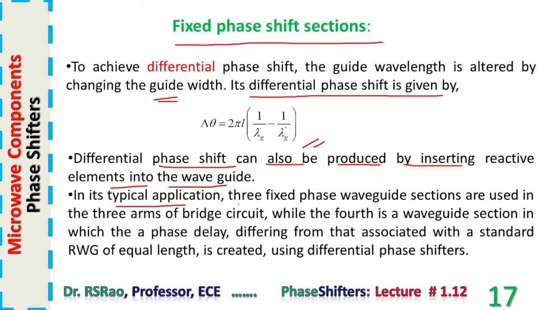In its typical application, three fixed phase waveguide sections are used in the three arms of a bridge circuit, while the fourth is a waveguide section in which a phase delay differing from that associated with a standard RWG of equal length is created using differential phase shifters. Here he is describing an application in which fixed phase shift sections are used.